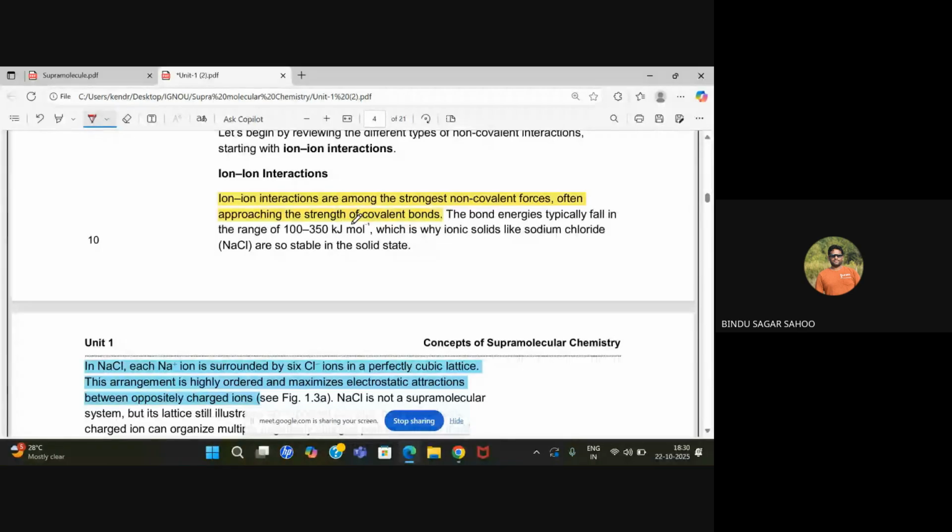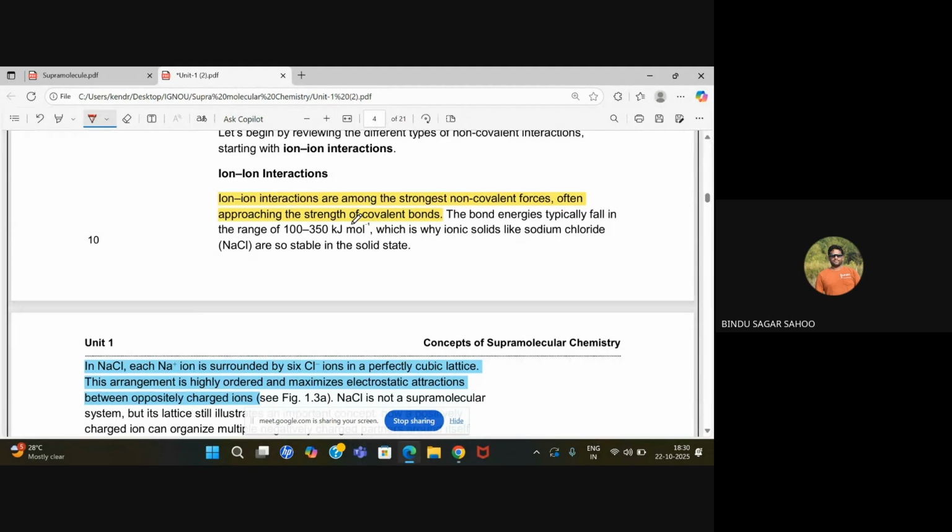Ion interaction is just like the interaction in sodium chloride, Na plus and Cl minus. We cannot say the Na plus and Cl minus interaction is a non-covalent interaction, but this interaction will be the same type of interaction. How can you understand the same type? When there is a positive charge, definitely there will be a negative charge, and between them there will be an electrostatic force of interaction.